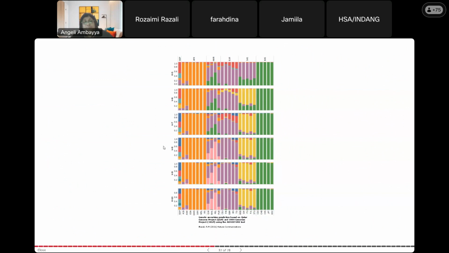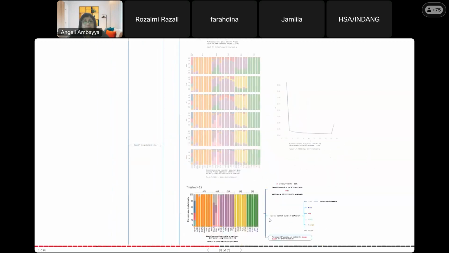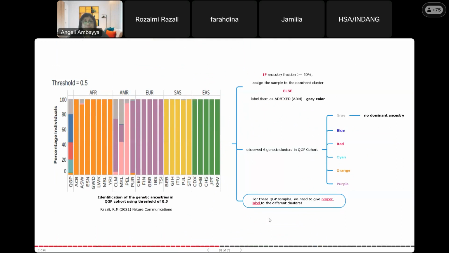The way you read this figure is that QGP is on the leftmost corner. QGP stands for Qatar Genome Project. This is our population of study, and the rest are all the other world populations, which came from the 1,000 Genomes Project. Here you can see we identified 6 possible genetic ancestries: one in gray, one in blue, one in red, one in cyan, then you have orange and a little purple. You can't see the purple here, but there is a very tiny line.